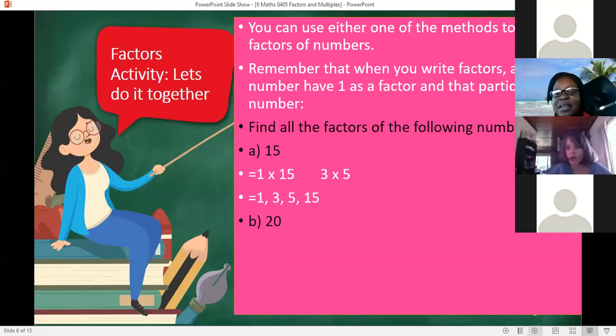And then the next number is 20. You can raise your hand and then you give us the factors of 20.